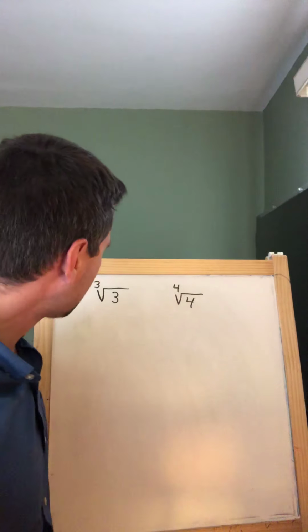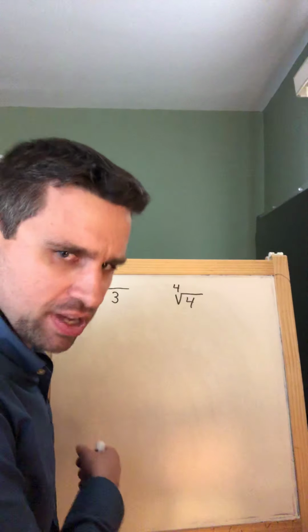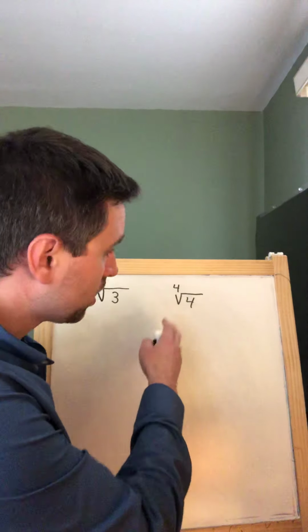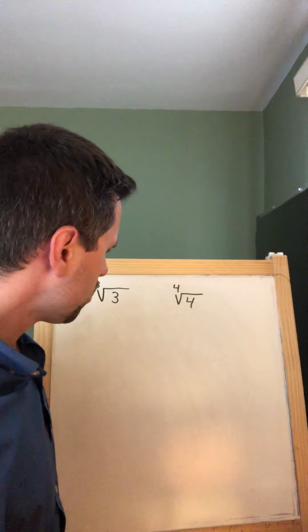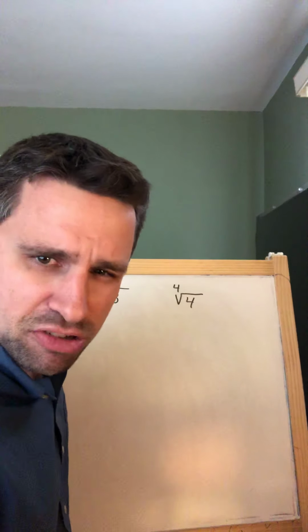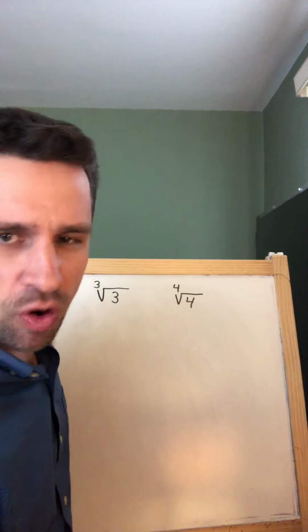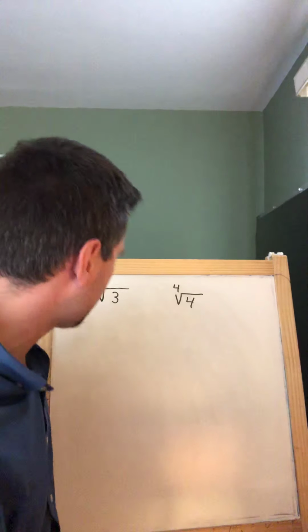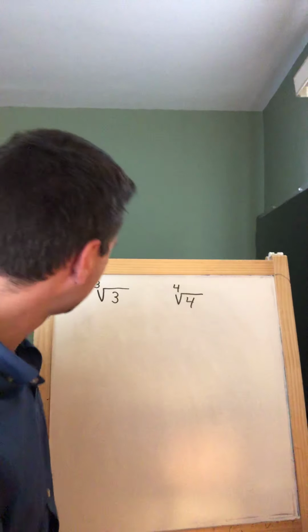Everyone! So I've got these two numbers here. I've got the cube root of 3 and I've got the fourth root of 4. And I'm wondering which one of these numbers is bigger. I could just go ahead and plug these numbers into a calculator, but that's no fun.